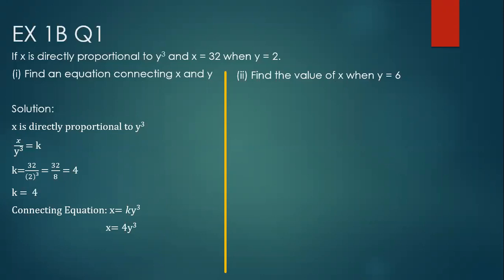Now let us use this connecting equation to find the value of x in the next question. x is equal to 4y cube, and we have the value of y as 6. So replace y with 6. So what is the cube of 6? 216. 4 times 216 is 864. So we have finished the second part of the question. Let's go to the third part. The question remains the same.